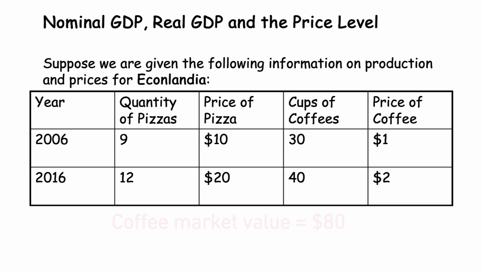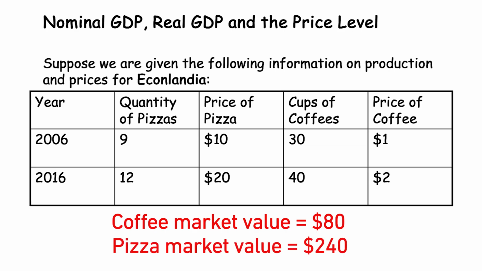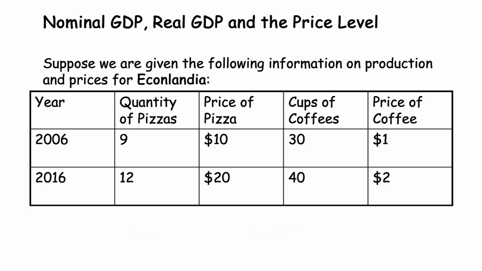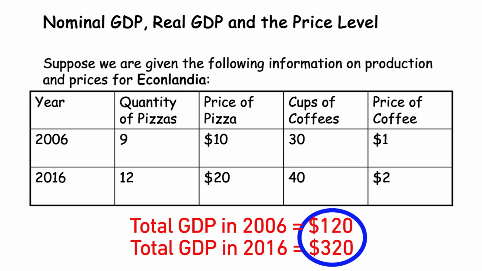So the total market value of those 40 cups of coffee will now be $80. The total value of the 12 pizzas produced will now be $240. And so we see that total GDP in 2016 is $320. If we want to get a notion of how much bigger the economy is in 2016 as opposed to 2006, we may have a little bit of a problem, because the GDP in 2016 is bigger than the GDP in 2006 for 2 reasons.